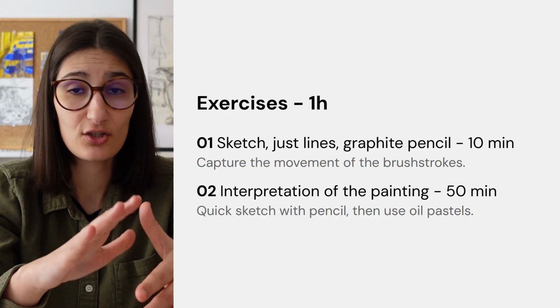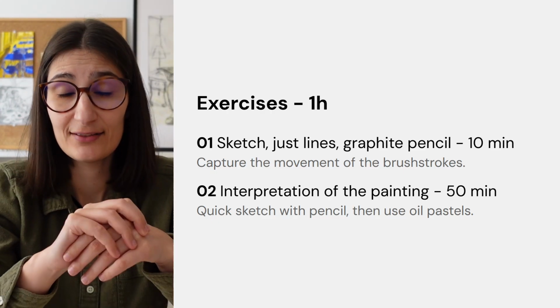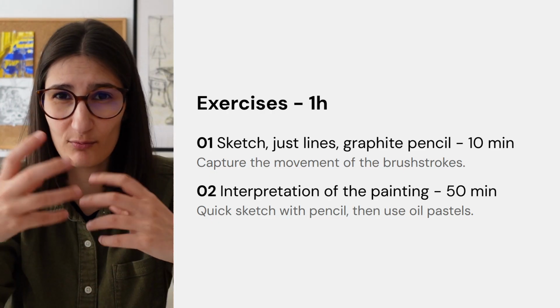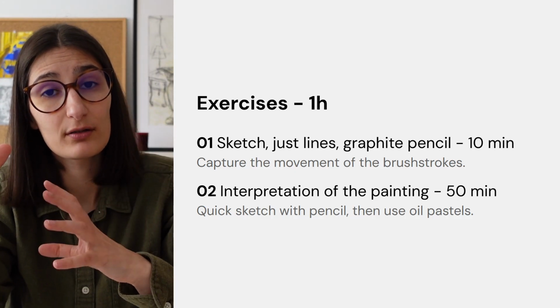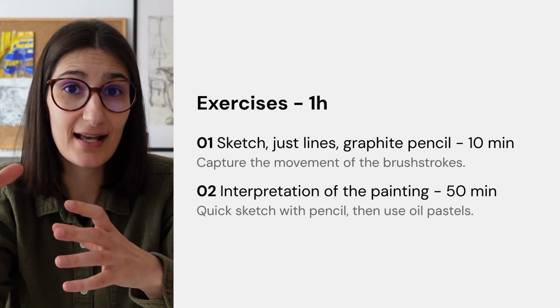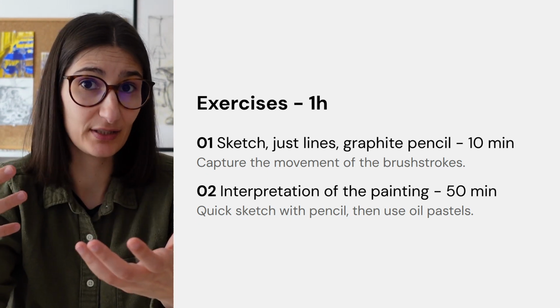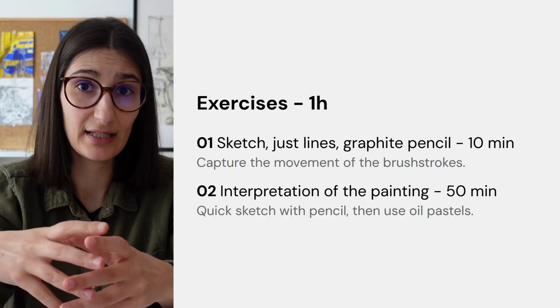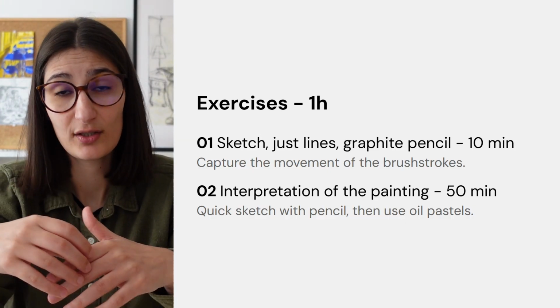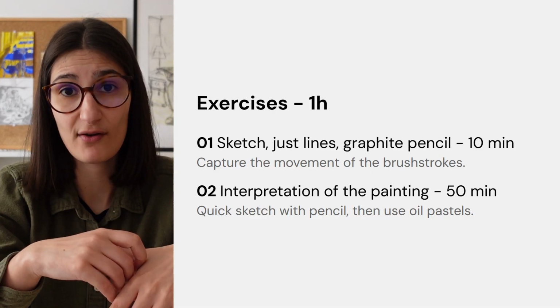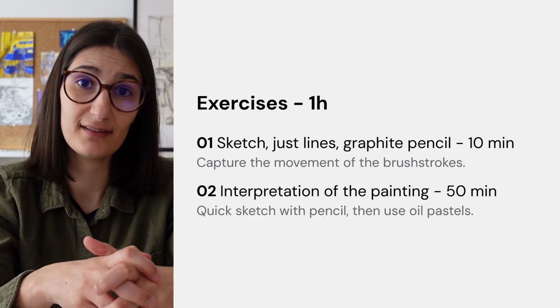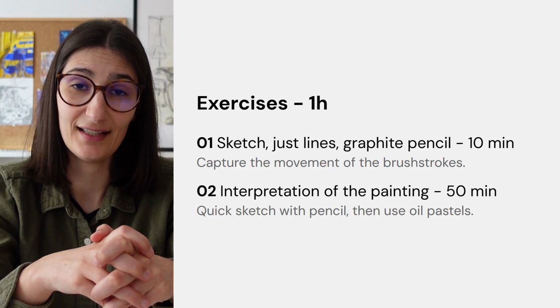The exercises will take us about an hour, and we are going to start with a quick sketch, just lines, graphite pencil, for 10 minutes, just to capture the movement of the brush strokes. And then we will jump into a more detailed exercise. We're going to make our interpretation of the painting, and it will take us about 50 minutes. You can start using a quick sketch with a graphite pencil, and then use oil pastels to create the painting.